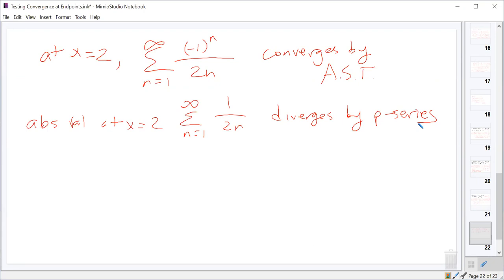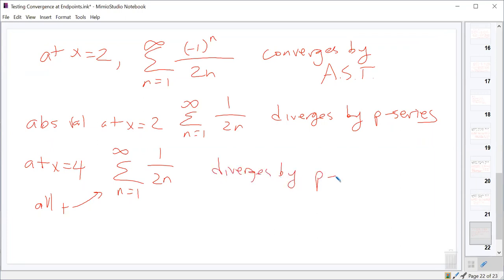Good with that? All right. Then we'd say at x equals 4, we'd end up with 1 to the n over 2n, right? This series is always positive. So we're not going to have to look at the absolute value of it, because this series and the absolute value of this series are the same. And so this we know diverges again by the p-series.